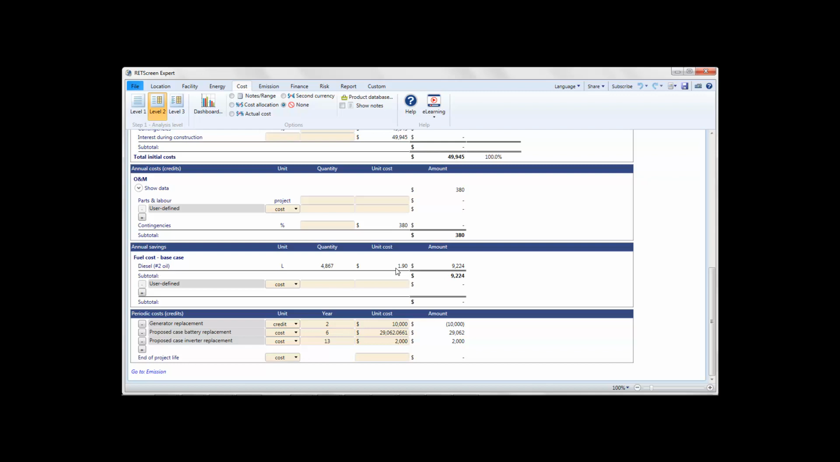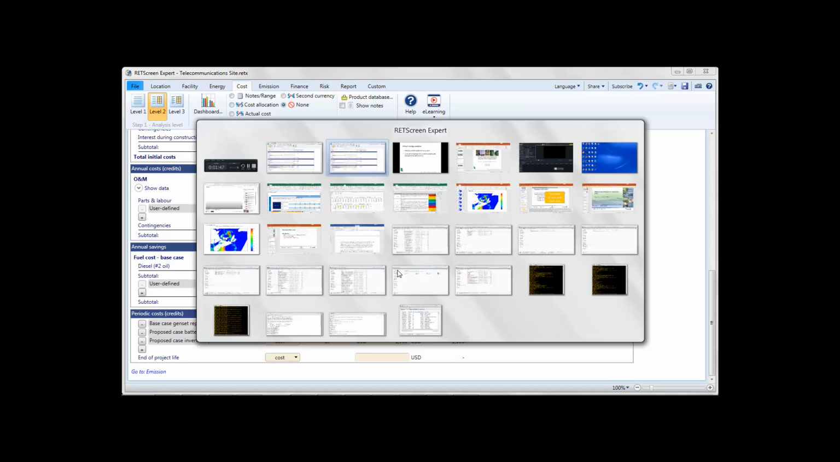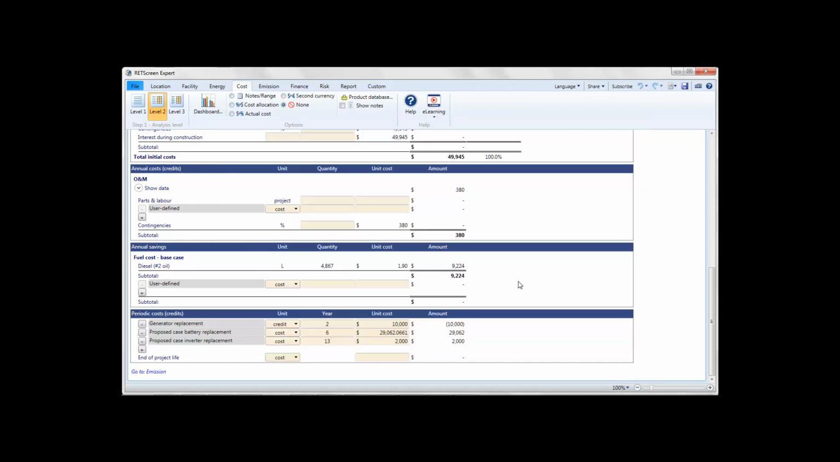One component is simply the cost of diesel fuel. That's higher. The second is the annual O&M maintenance for the diesel generator. That's also higher. So this unit cost is significantly higher here. And that's why we end up with a much higher fuel cost in the base case. Now looking at the periodic costs, it has generator replacement every 2 years for $10,000. We have generator replacement or overhaul every 3 years for $6,000 US.